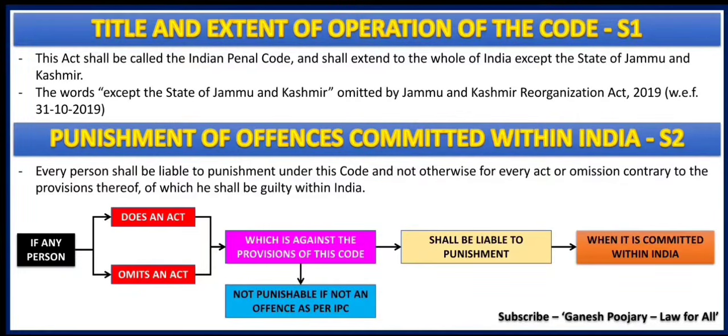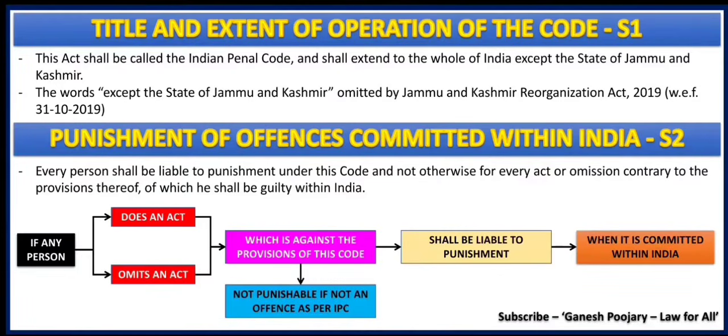Section 2 of the Act discusses punishment of offences committed within India. And this section is very easy. It says every person shall be liable to punishment under this code and not otherwise for every act or omission contrary to the provisions thereof, of which he shall be guilty within India. Now, how to understand this section easily? I have a chart for the same.